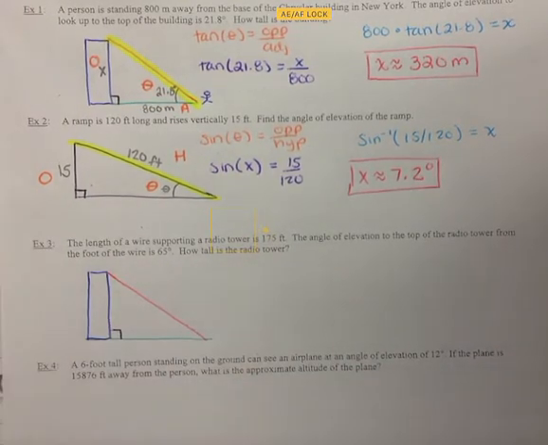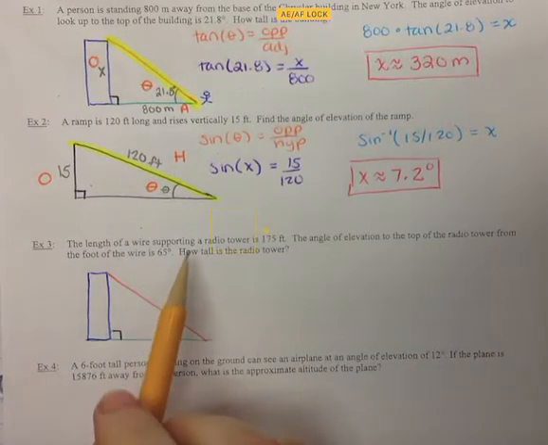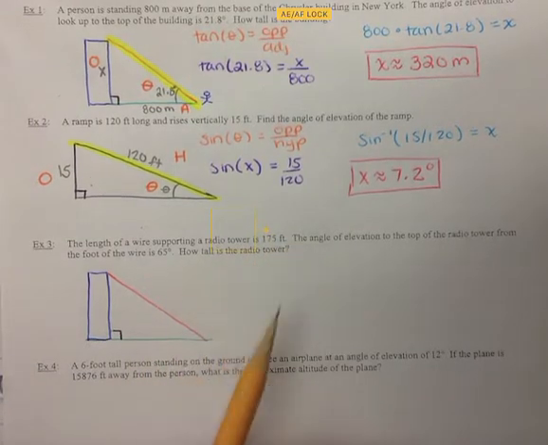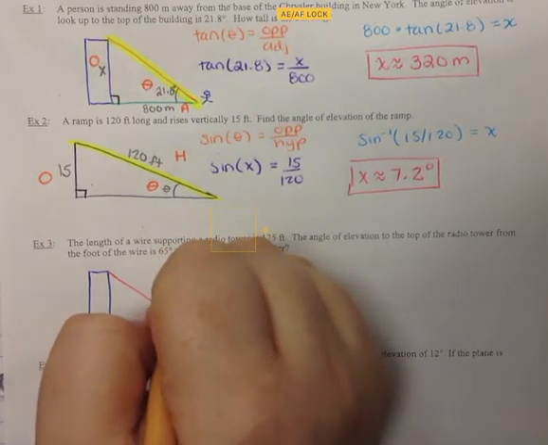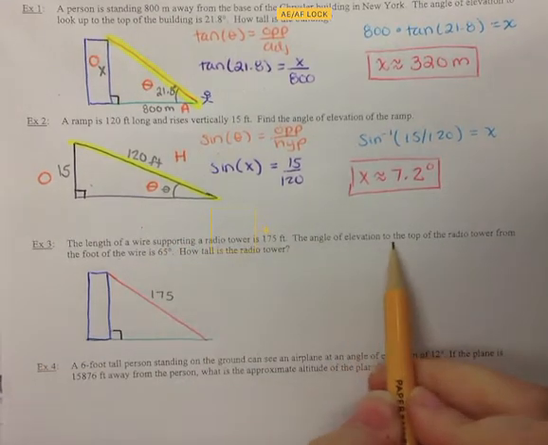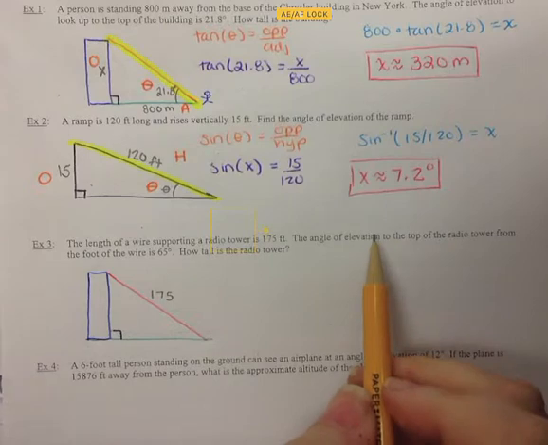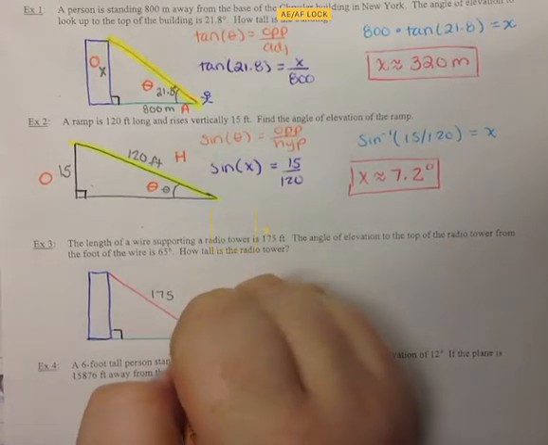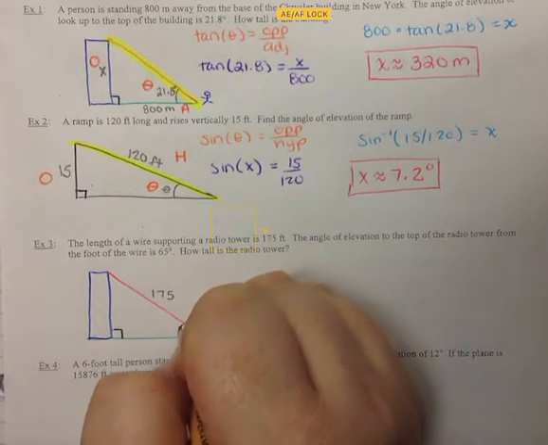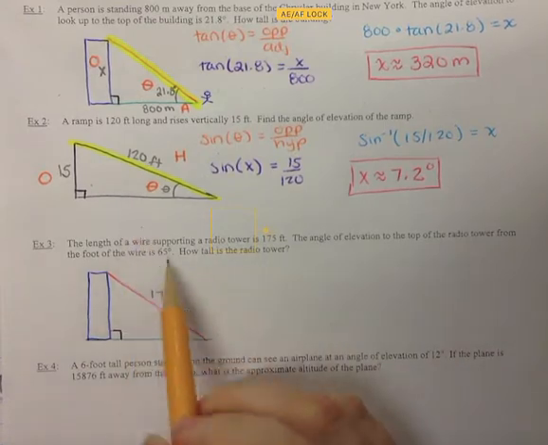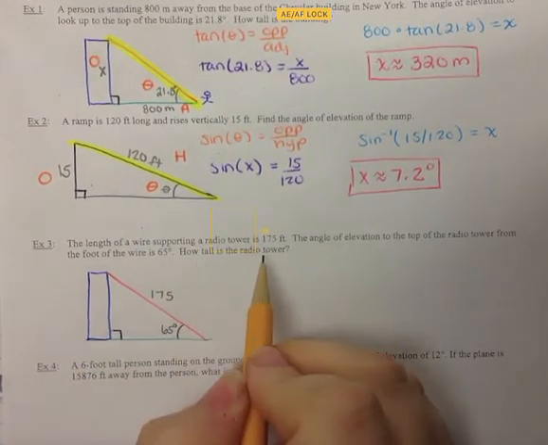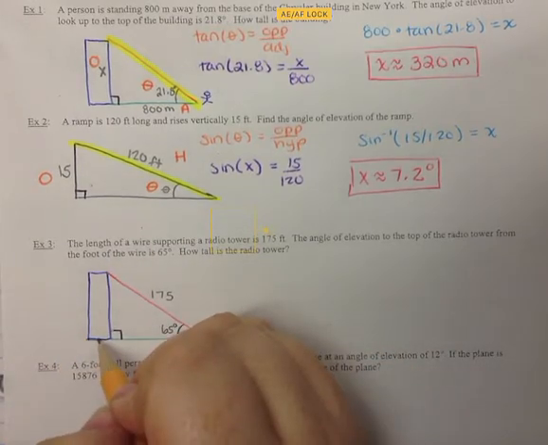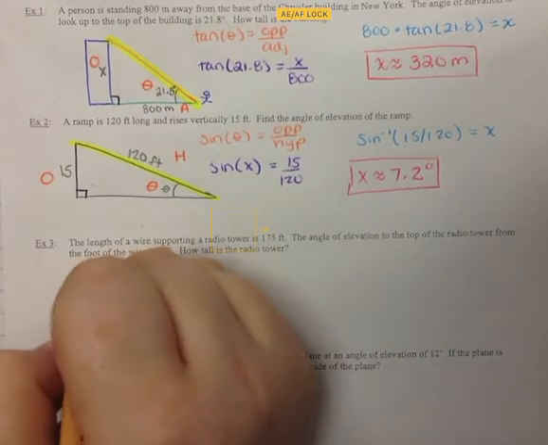Now to label everything, it says the length of the wire is 175 feet. So the wire is the red line. This is 175. It says the angle of elevation. Elevation is automatically between the horizontal and hypotenuse. So horizontal and hypotenuse is your angle of elevation, which is 65 degrees. So we put 65 degrees. How tall is the radio tower? Tall is from the bottom to the top, so we're looking for this length right here.